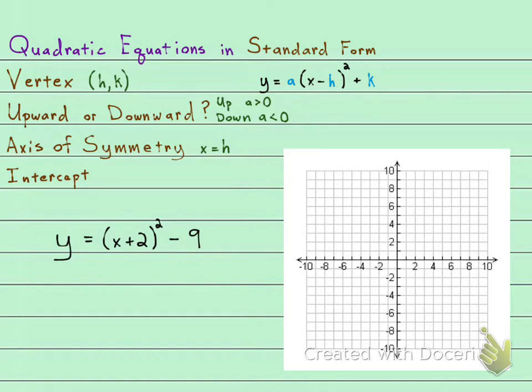Now you can simply find the vertex just by looking at the standard form. You know that you should have x minus h squared and then plus k. The vertex is the h and the k. So it's not x minus, here it's x plus 2. Well, the only way to get that, x minus what, gives you plus 2. And the answer to that is negative 2. So the h part of the vertex is negative 2.